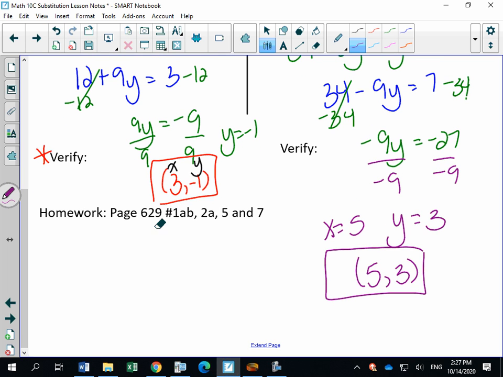The homework is on page 629. So this is what I assigned from the homework. And then I'm going to upload a worksheet on substitution that has 10 questions. So I'll upload that worksheet and the solutions to that worksheet with this video as well.